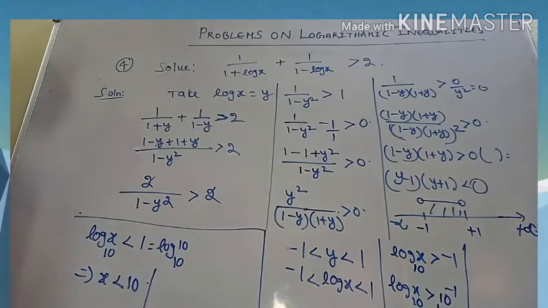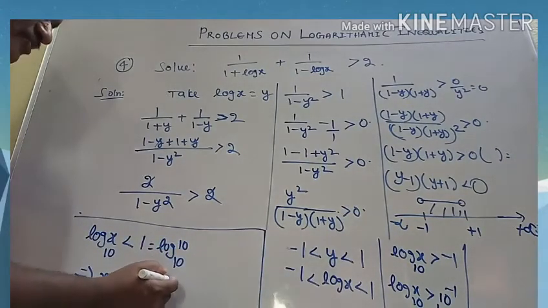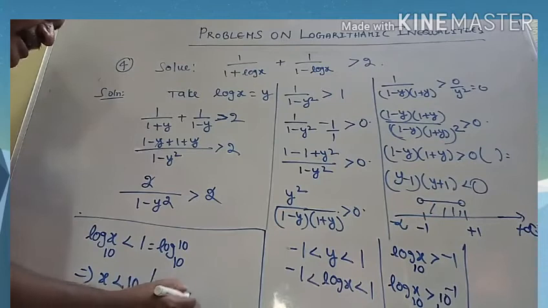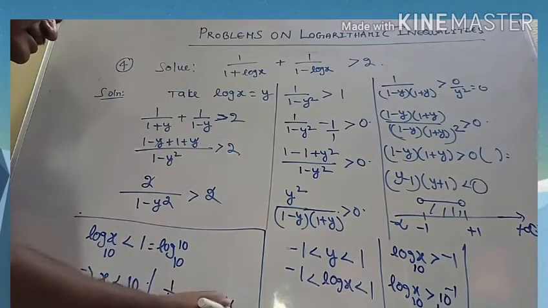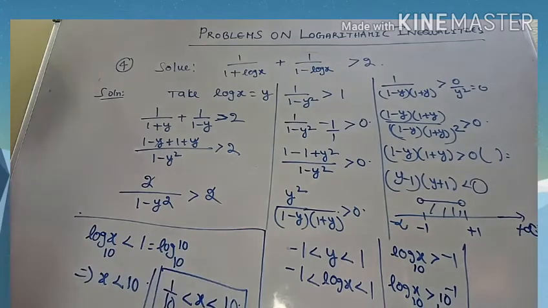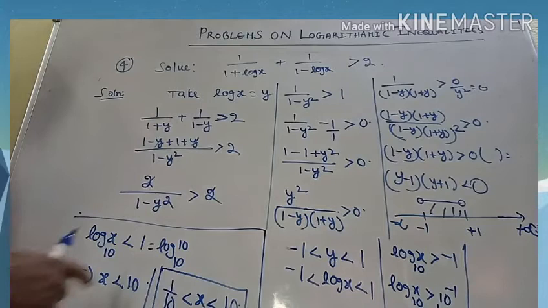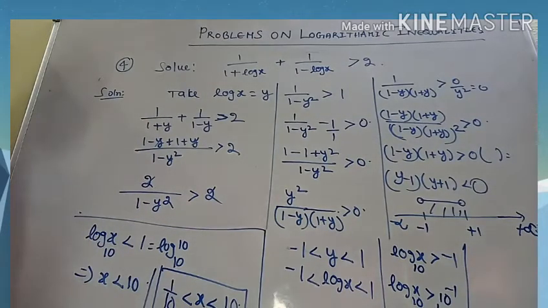Now the total solution set is: x is greater than 1 by 10 means 1 by 10 is less than x less than 10. This is the total solution set for this particular problem: 1 by 10 less than x less than 10.